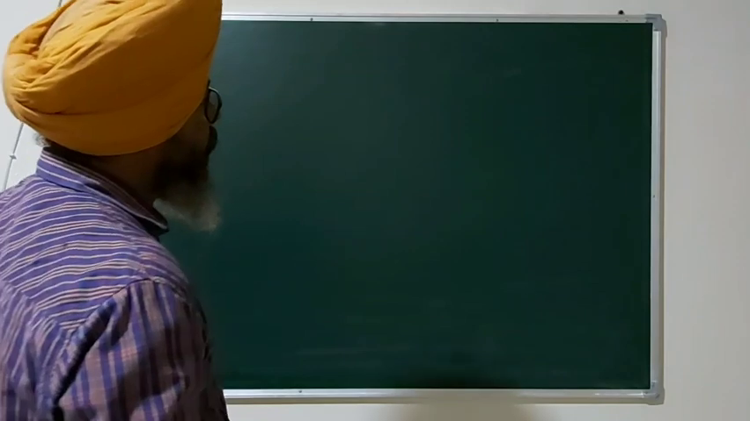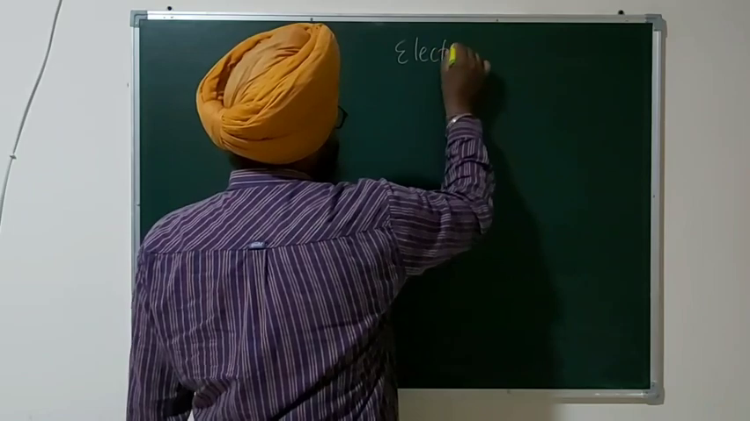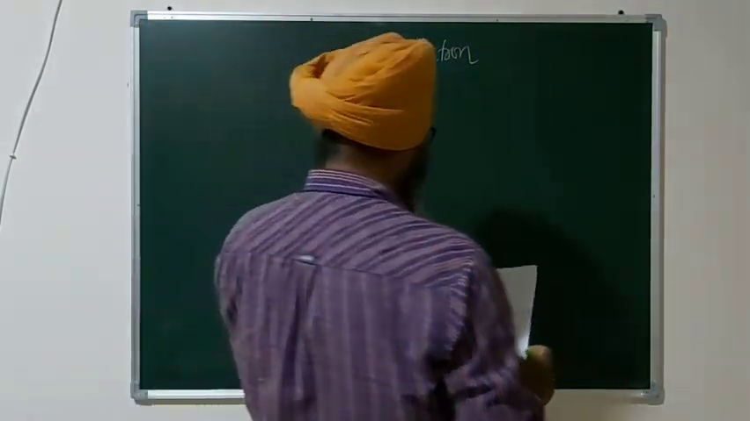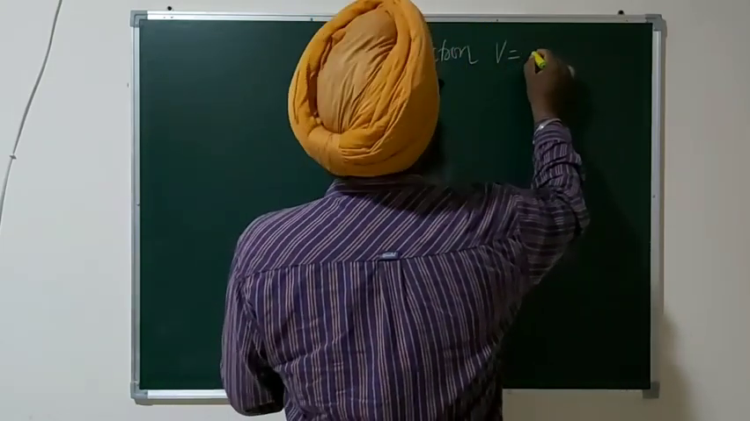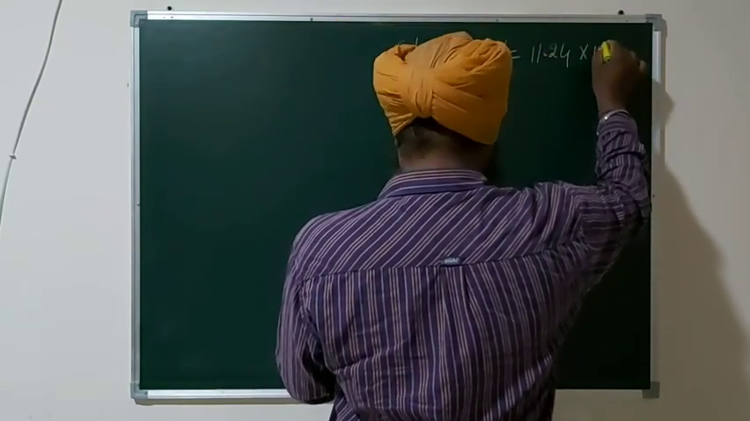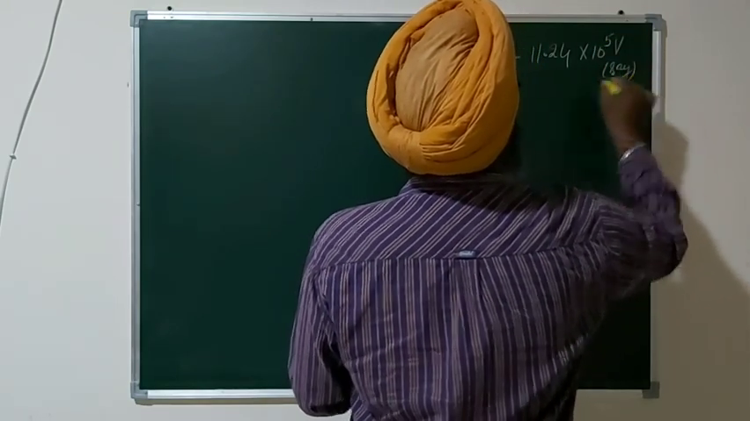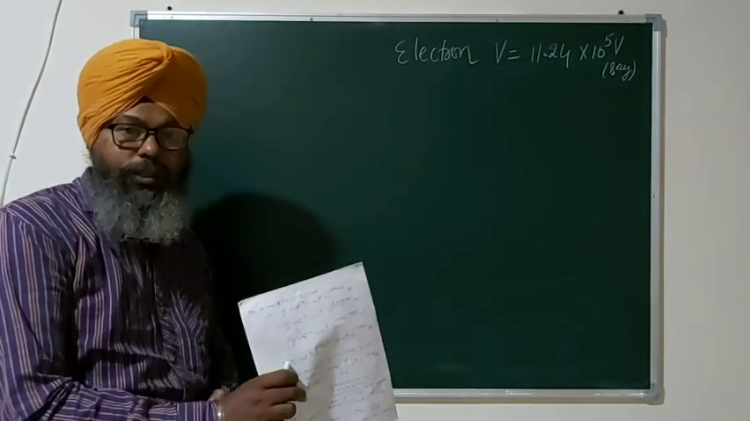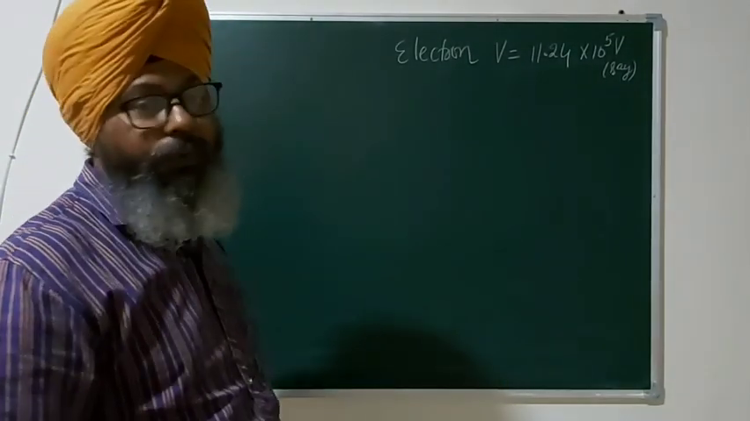Let us take an example of an electron which is accelerated by a potential difference of 11.24 into 10 raised to power 5 volt. Now this is an electron which is accelerated by a potential difference of 11.24 into 10 raised to power 5 volt.